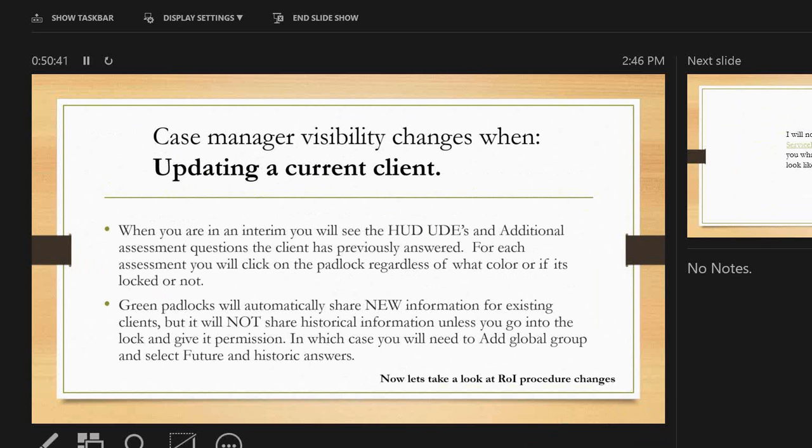And then again, if you're updating a current client who already exists in the system, is already enrolled in your program, and you're going into either the Assessments tab or the Entry-Exit tab to update some information, it's the exact same process. The padlock may look open, may look green, but unless you've gone in and told it at some point that it has permission to share historical information, it will not make that choice for you.